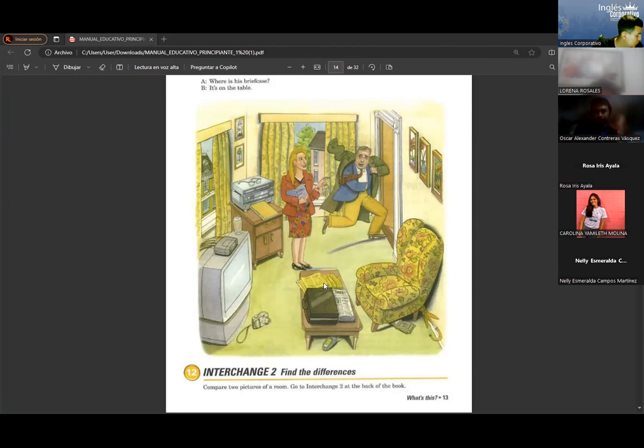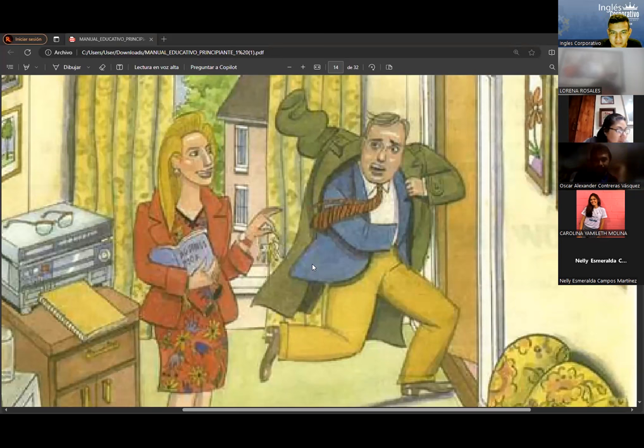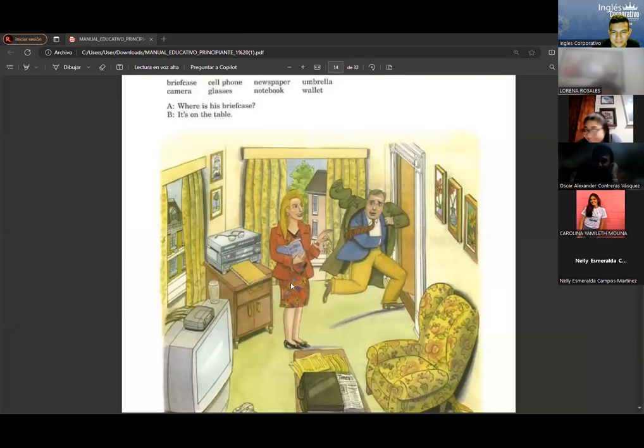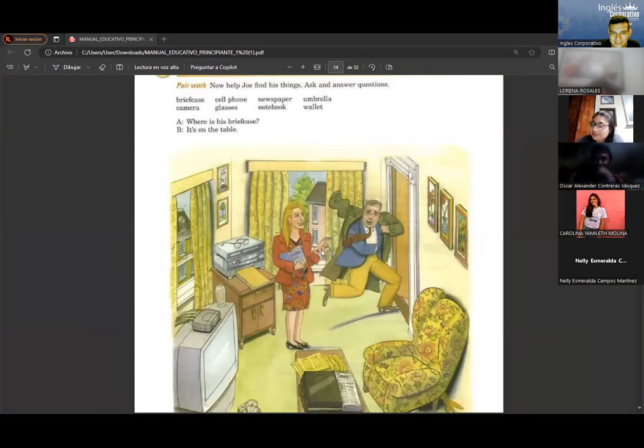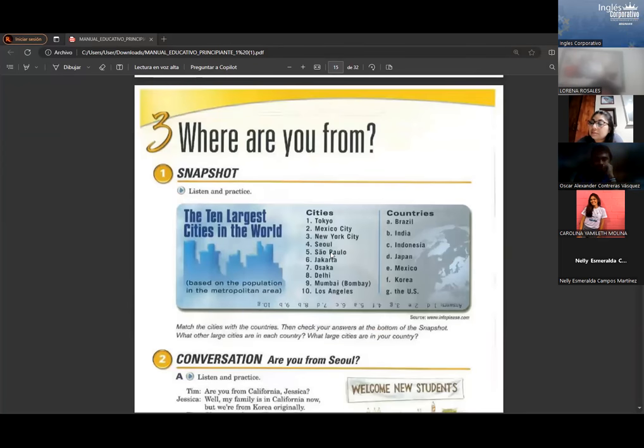Where are the car keys? Where are the keys? Está en las manos de la señora. Is in the room. Okay, in the room. Where is the TV? Adentro de la habitación. Where is the camera? The camera is in front of the TV. Between the television and the table. Excellent. Muy bien, bueno, no tenemos mucho tiempo, así que vamos a ir a la unidad 3.